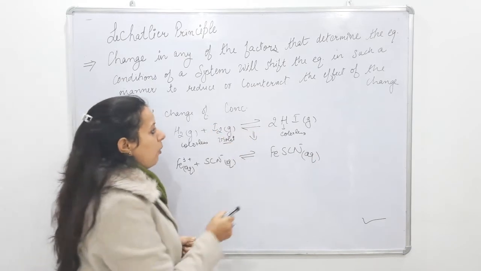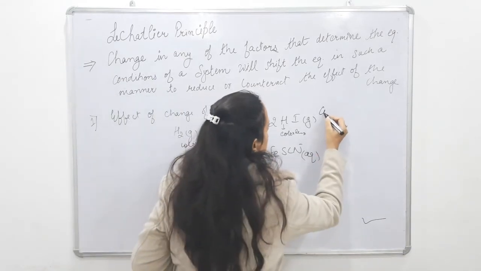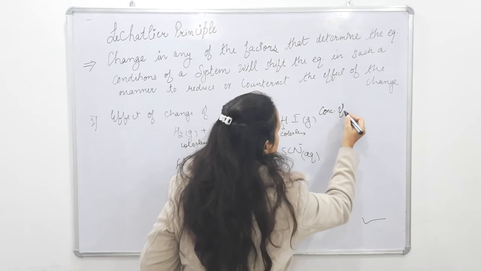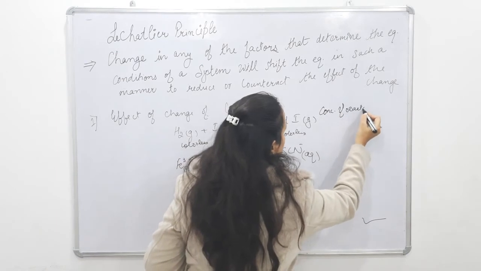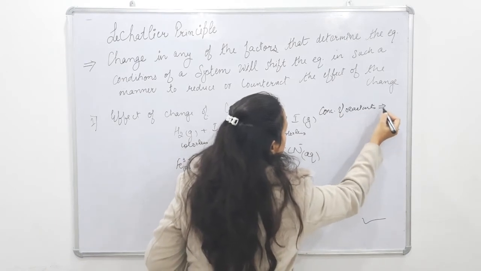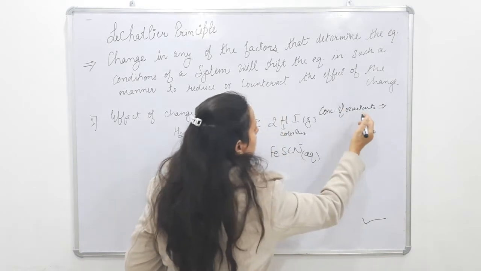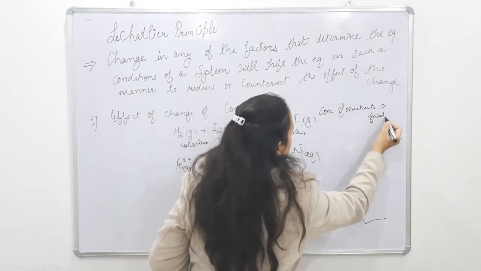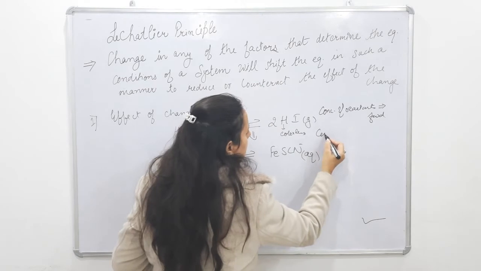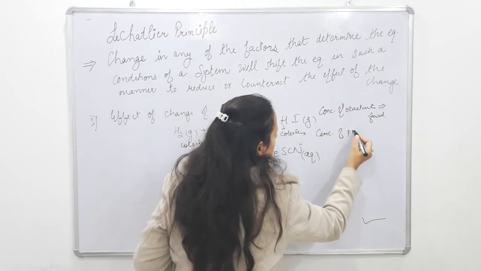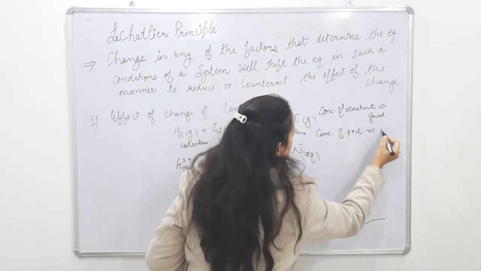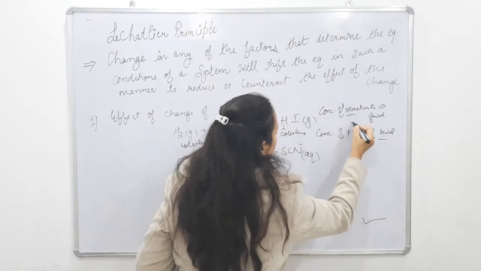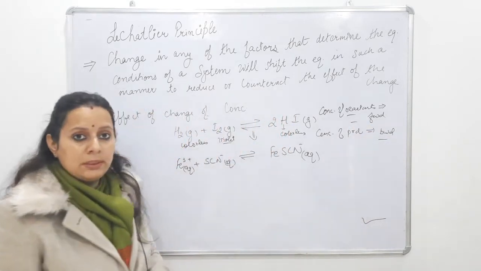So it is very important that if I am increasing the concentration of reactants, then reaction is moving forward, means equilibrium is shifting towards forward. If I am increasing the concentration of the products, then reaction is moving backward. So this is a very important point in case of Le Chatelier principle.